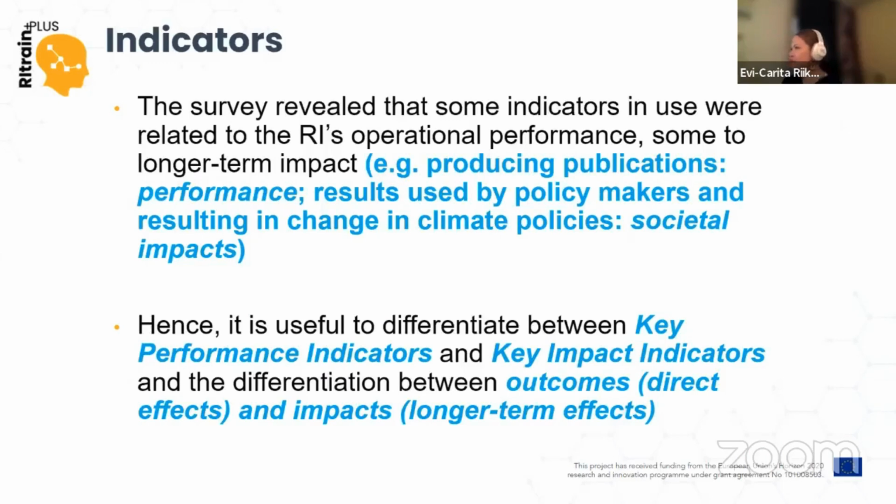So the survey revealed that some of the indicators that were in use were more related to the operational performance and some to longer term impact. So for example, when we produce publications, that could be seen as performance. And then when the results in those publications are used by policymakers, and eventually this results in change in climate policies, then that could be seen as societal impact. So that's why it's useful to sometimes differentiate between key performance indicators and key impact indicators. And also, when thinking about key impact indicators, some would measure direct effects and some longer-term effects.